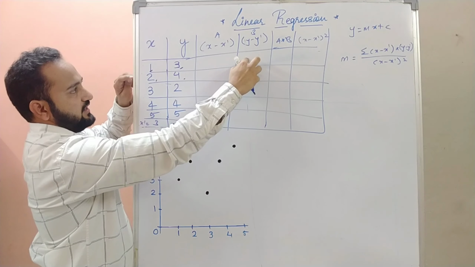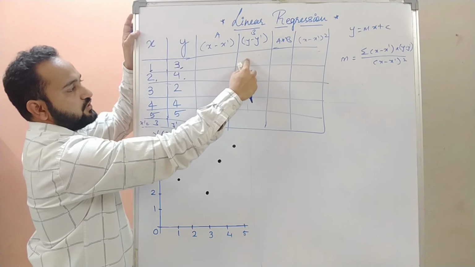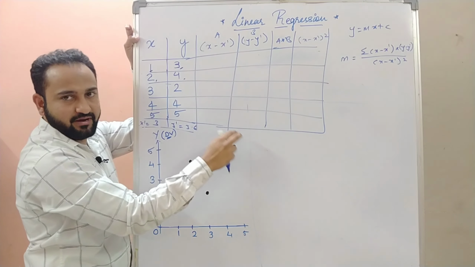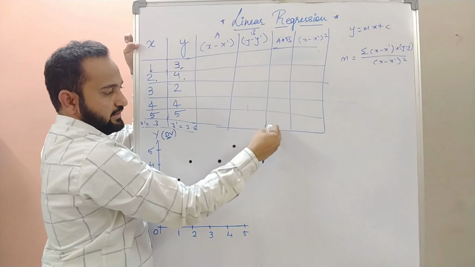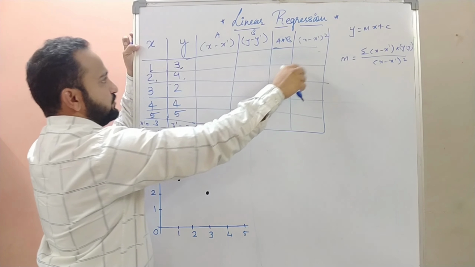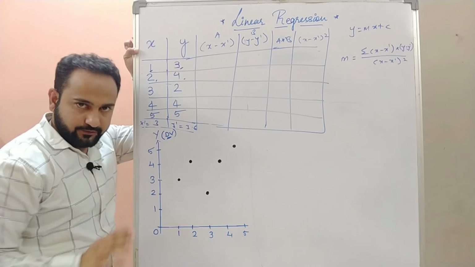Likewise for y minus y dash, what is the value of y? 3. What's the value of y dash? 3.6. So 3 minus 3.6. Likewise, you will be calculating for y minus y dash. After finding these 2 values, you will multiply those values and write all those values here. X minus x dash the whole square. Whatever value you get here, just square those values and put it here.